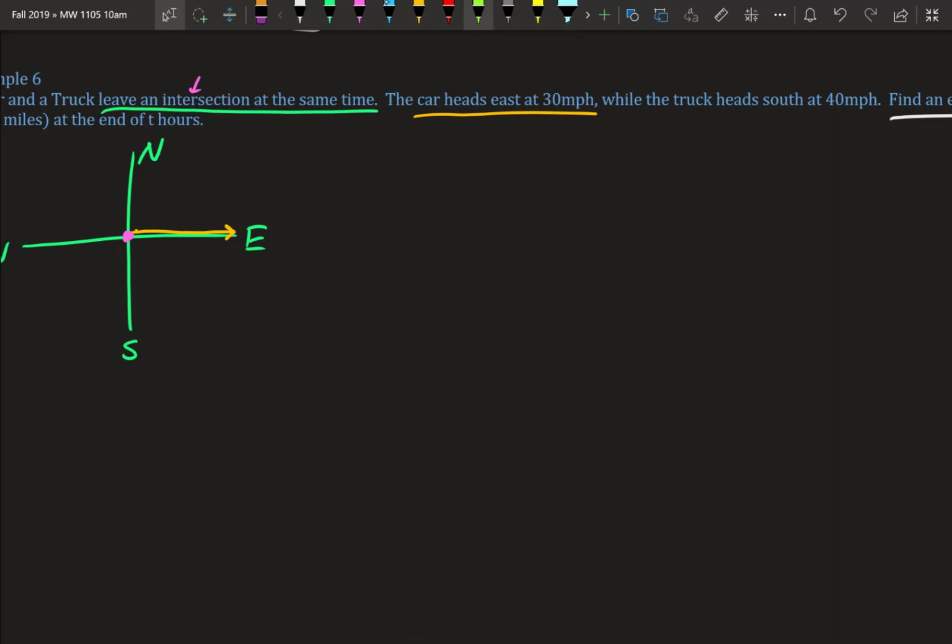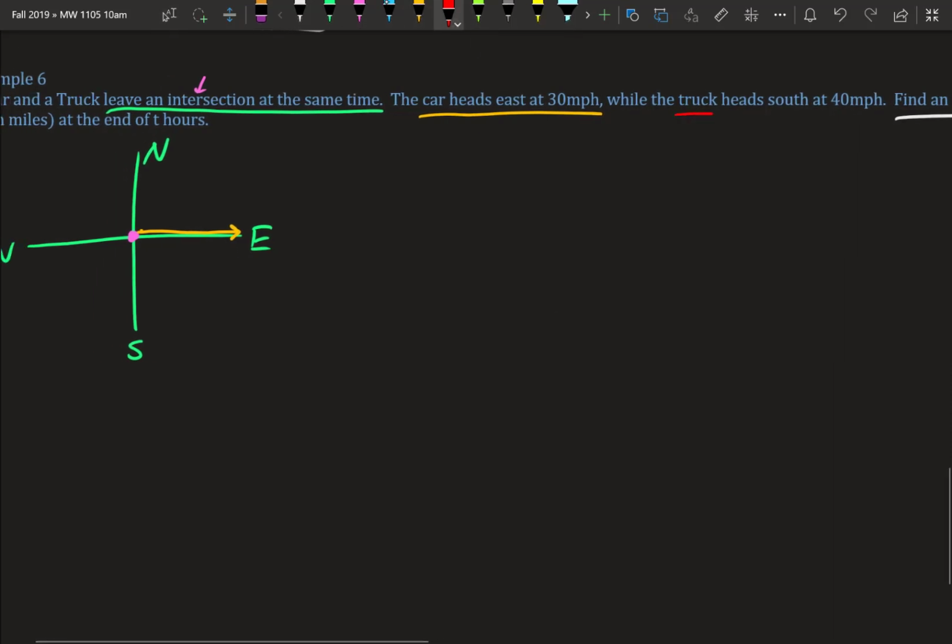Next, we have a truck that heads south at 40 miles an hour. So we're heading south now. The truck at 40 miles an hour. So we have two things. We have the car and we have the truck. So we don't know how far they're traveling or where they're traveling. So we don't know the distance at all.